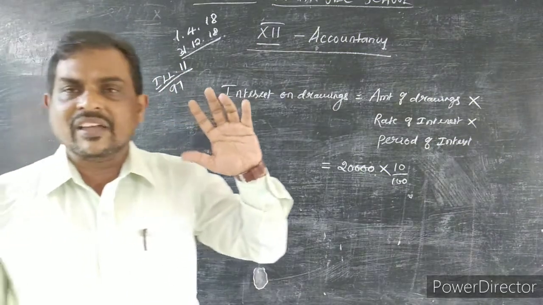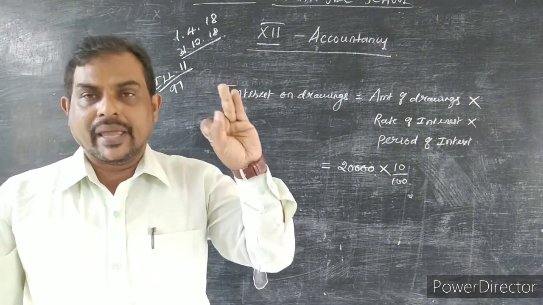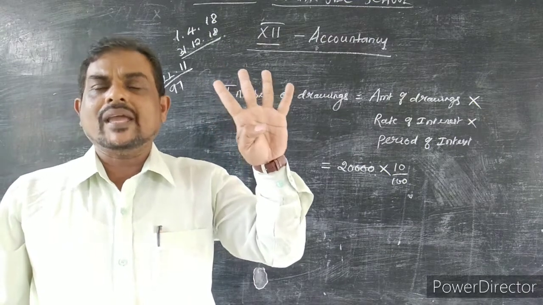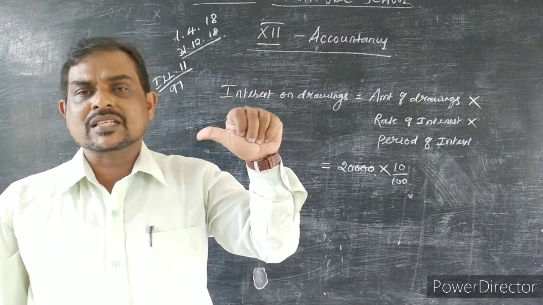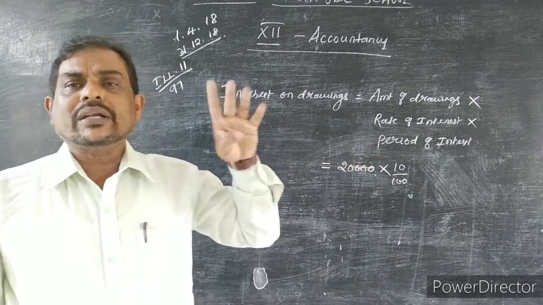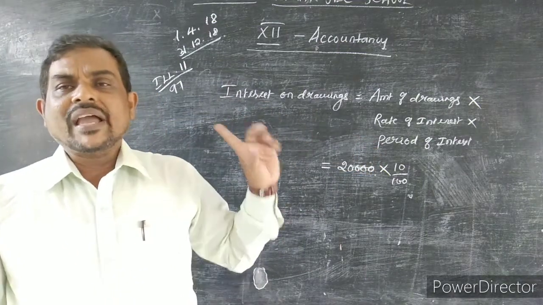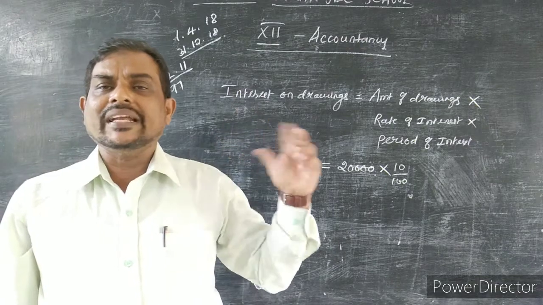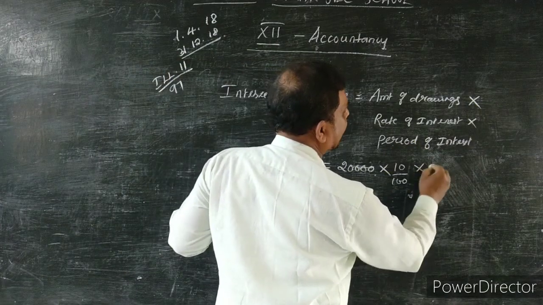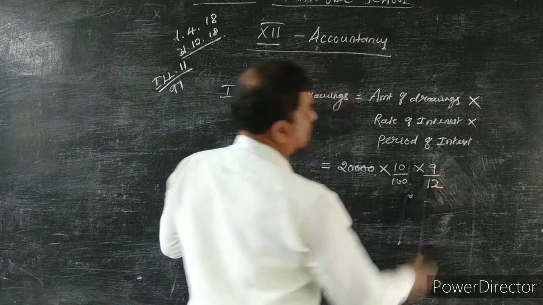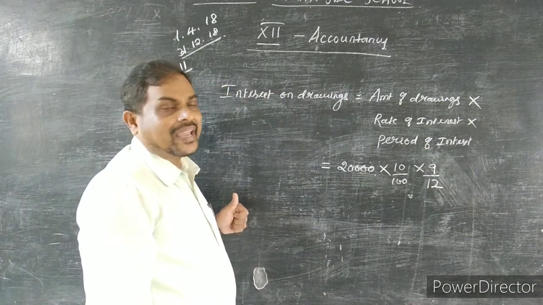1/4 means we have to take the April month. April, May, June, July, August, September, October, November, December. Because December is the end of the year. So 9 months. So they have to give the interest for 9 months. So that is called a period of interest. 9 divided by 12.